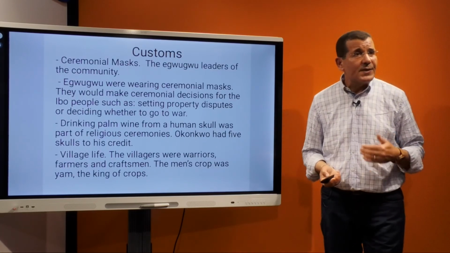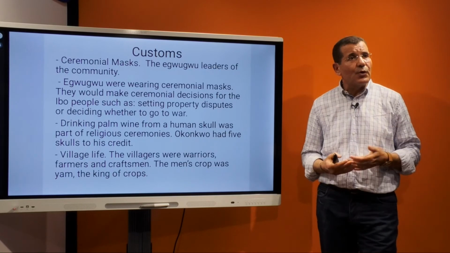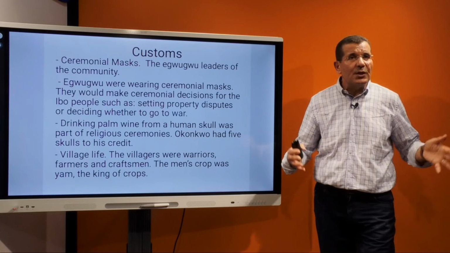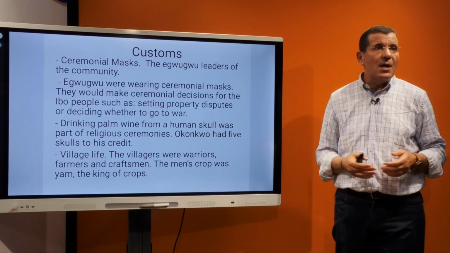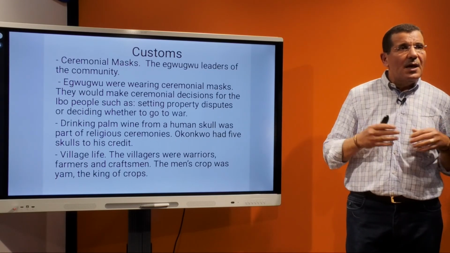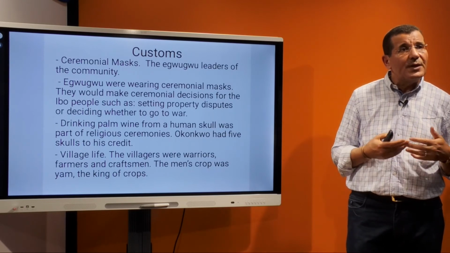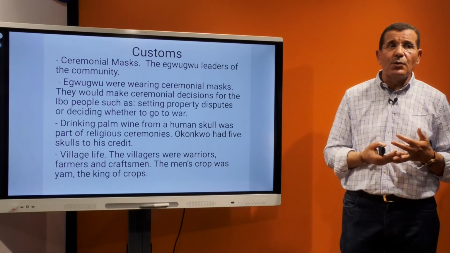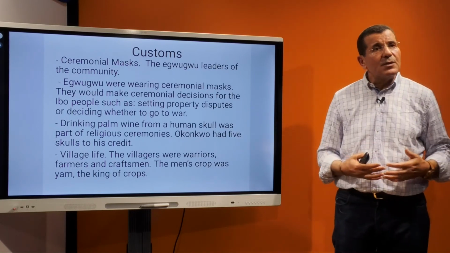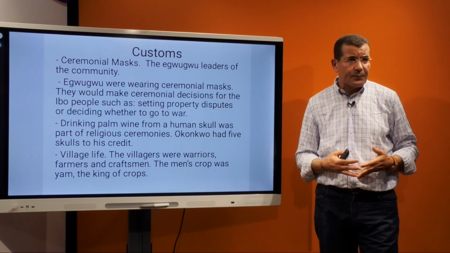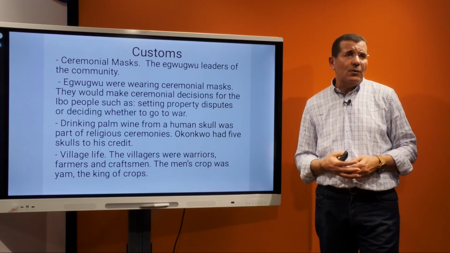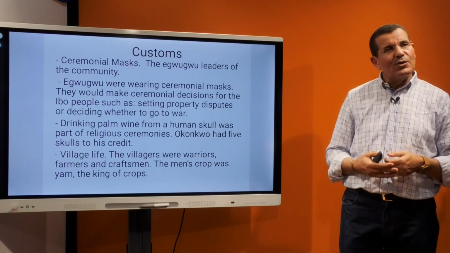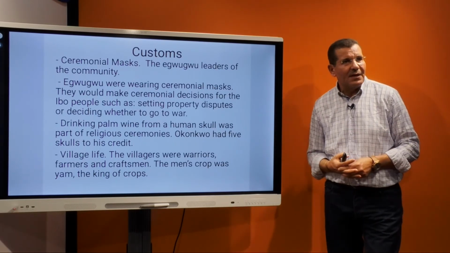Customs as well, ceremonial masks, the Egwugwu, leaders of the community, and they have a position of judging, meeting, making decisions, and they were wearing ceremonial masks. And they would make ceremonial decisions for the Igbo people, such as settling property disputes, deciding whether to go to war. So it is a moment where decisions are made. Drinking palm wine also from a human skull was part of religious ceremonies, and Okonkwo had five skulls to his credit.